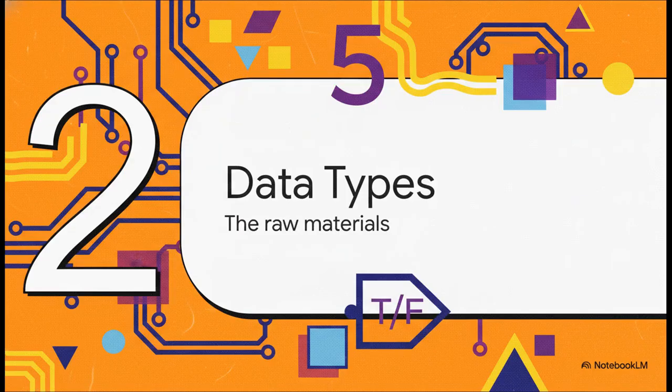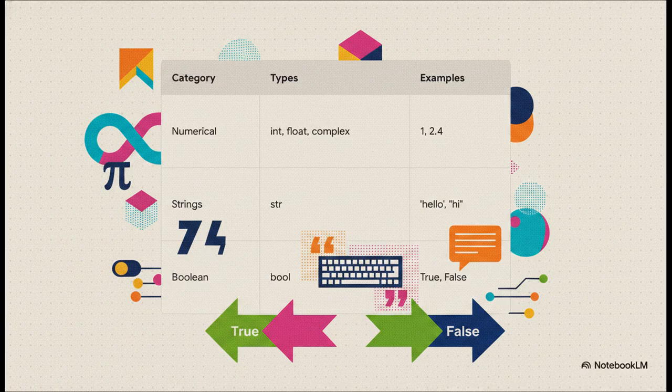Moving on to Section 2, understanding data types. Okay, so think of Python as having three main buckets of raw materials. First, you've got numerical types. That's your integers for whole numbers, floats for decimals, and even complex numbers for the heavy math. Then you have strings, which are basically just blocks of text. And finally, Booleans, which are your simple logic states, true or false. Literally every piece of software you ever build is going to rely on these core materials.